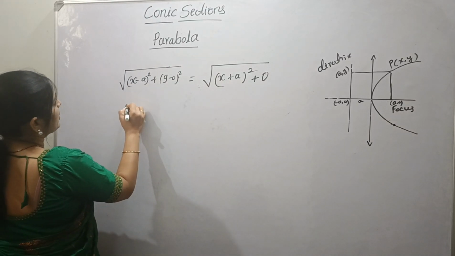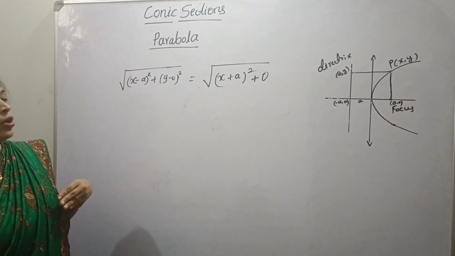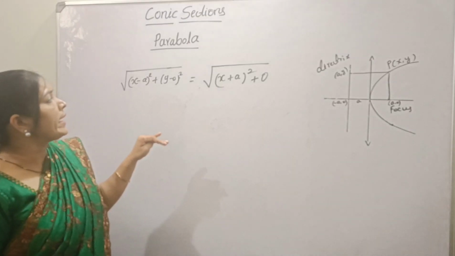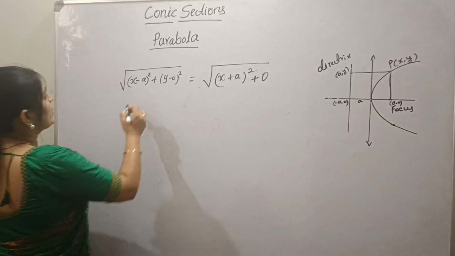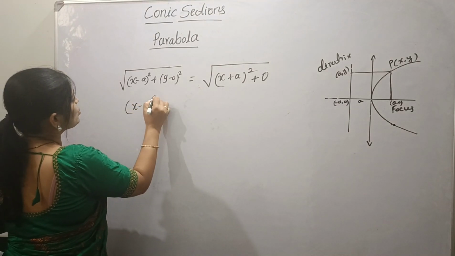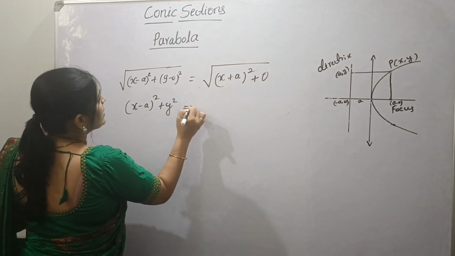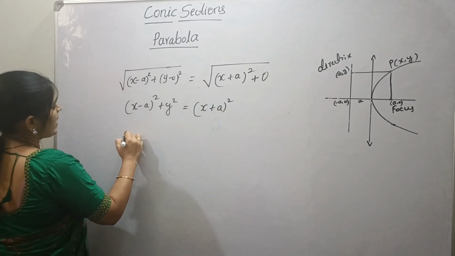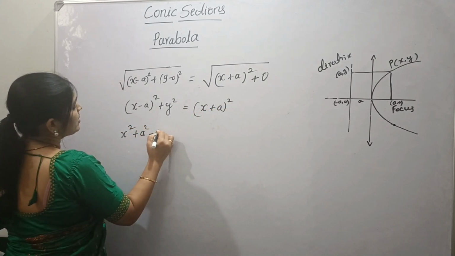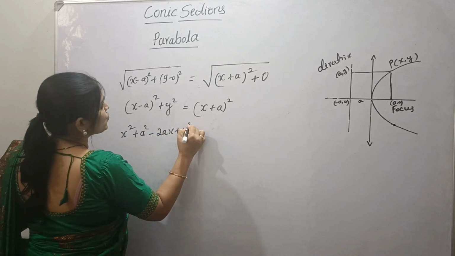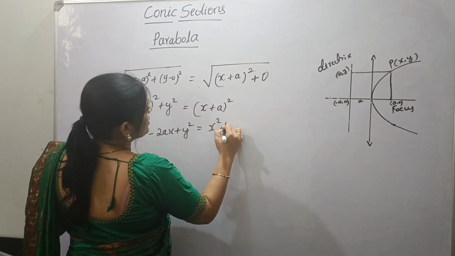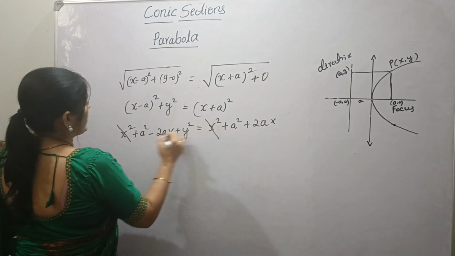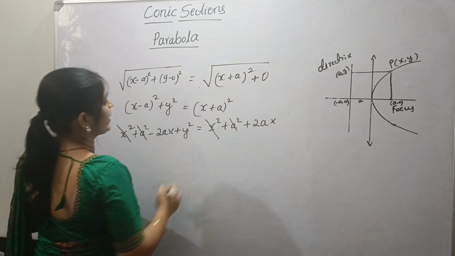Let us square on both sides; the square roots will cancel. So we get (x minus a) whole square plus y square is equal to (x plus a) whole square. That is x square plus a square minus 2ax plus y square is equal to x square plus a square plus 2ax. Here x square cancelled, a square cancelled.